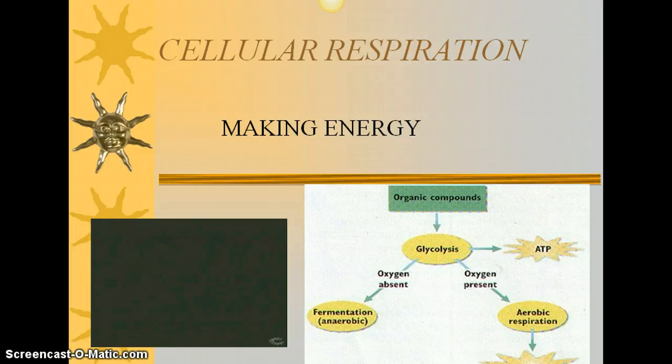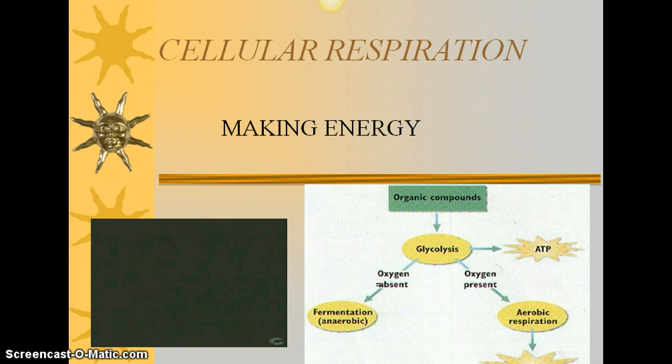Hello class. Today we're going to finish up cellular respiration. We already have talked about how organic compounds come in, and then we go through the glycolysis process and we produce 2 ATP, and then we have gone through the oxygen absent side, which is fermentation. If oxygen is not present, we're doing some type of quick explosive activity.